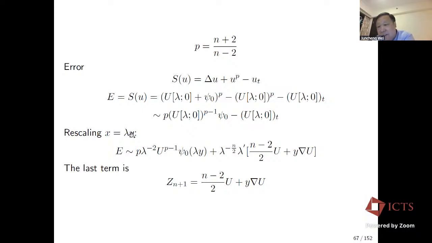Now let's rescale, okay? And it's a very simple rescaling. So the error will be like lambda minus 2 u to the p minus 1 plus 0 lambda y. And this will become the scaling prime, the scaling kernel. So lambda prime times the scaling kernel. Okay? So this is a very simple computation, but it tells you the idea.